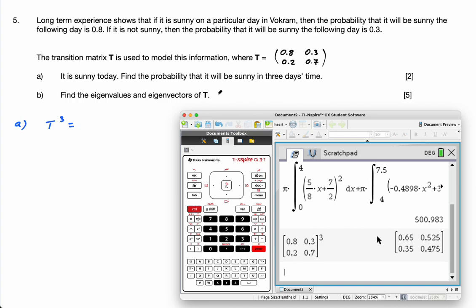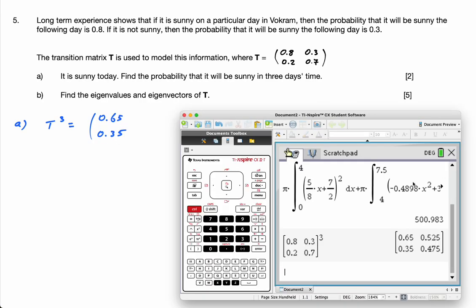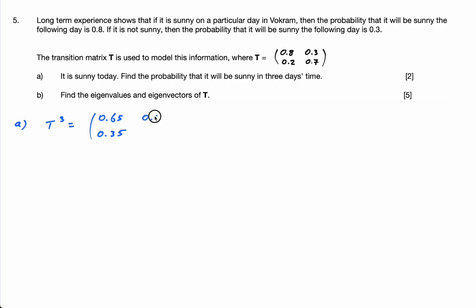And this gives me 0.65, 0.35, 0.65, 0.35, and 0.525, 0.475, 0.525, 0.475. Now what these give us is the probabilities for, look, sunny, not sunny, and then sunny, not sunny.